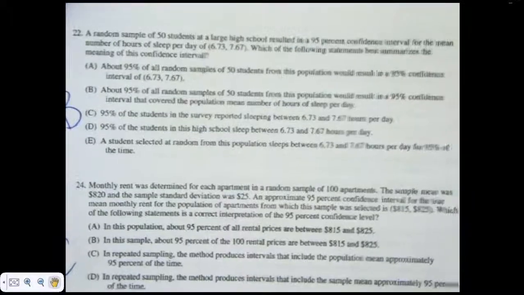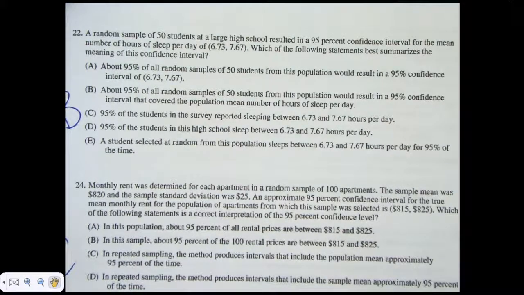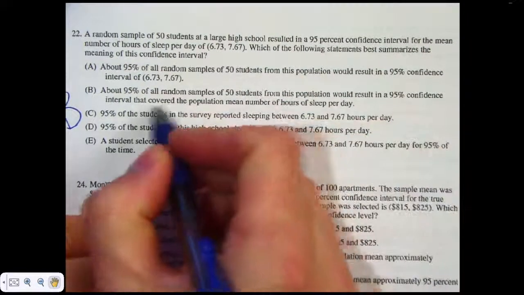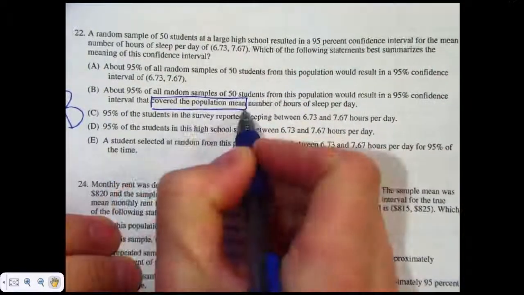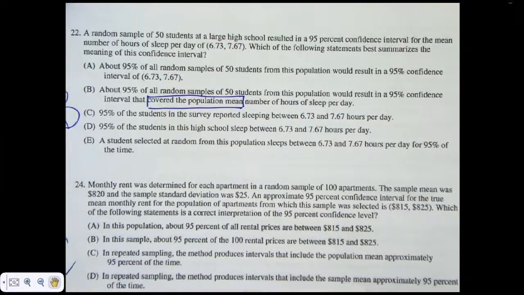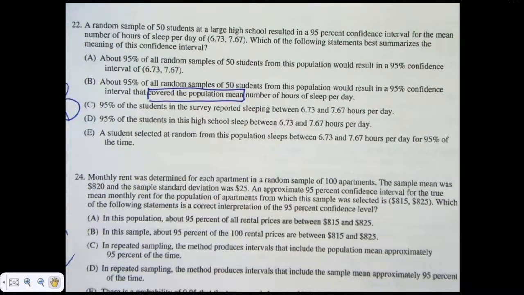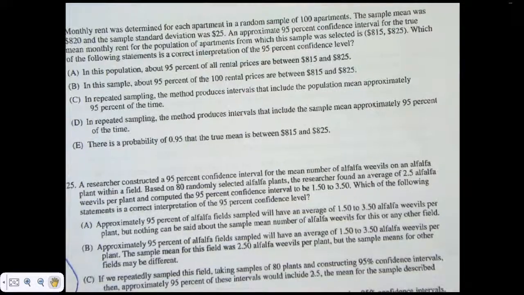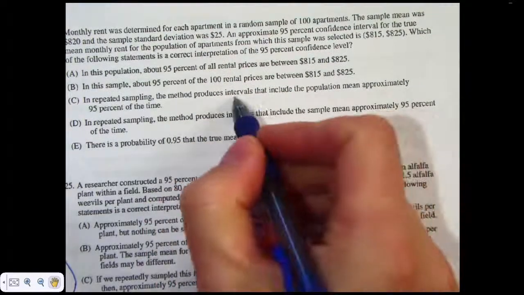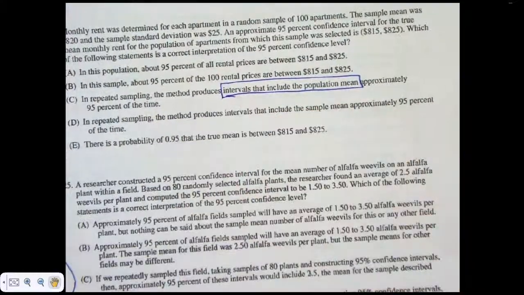Why did I choose B for 22? What's the phrase that I saw? Not just population mean, a little bit more than that. Covered the population mean. That's the same idea as obtained the population mean or captured the population mean. That's what these confidence intervals do. We're making our best guess at what the true population mean is. C, same idea. I'm picking the one that says intervals that include the population mean. That's the goal. That's what we're trying to do there.